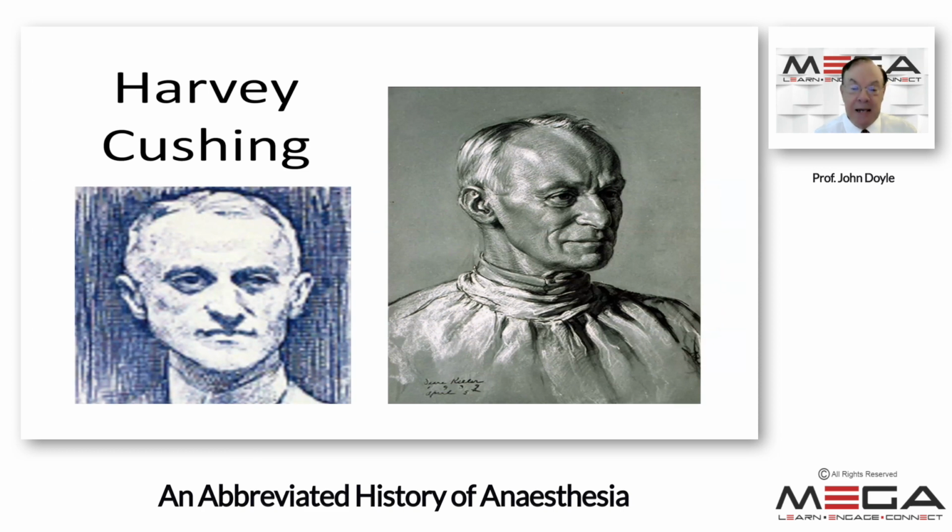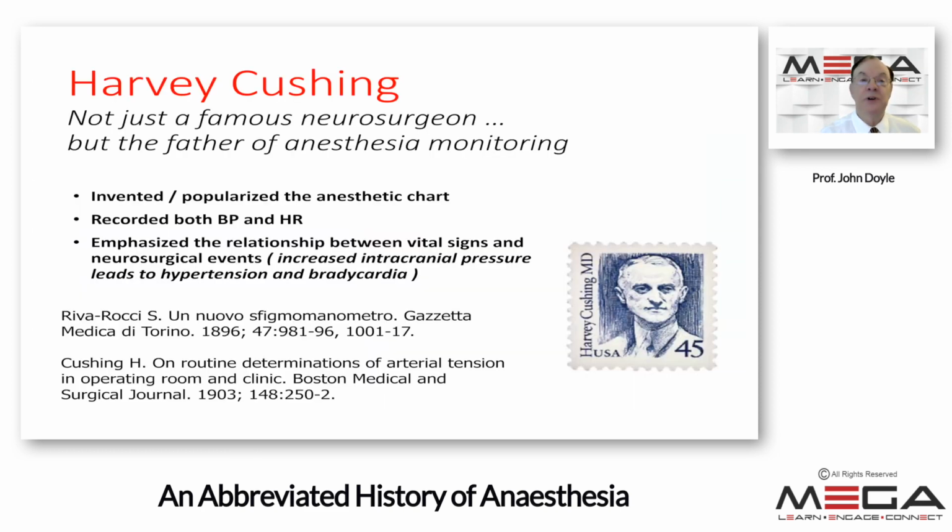An important man in anesthetic monitoring is this man, Harvey Cushing, the neurosurgeon. He's not just a famous neurosurgeon, but the father of anesthetic monitoring. He invented and popularized the anesthetic chart, recorded both blood pressure and heart rate, and emphasized the relationship between vital signs and neurosurgical events, that is, increased intracranial pressure leading to hypertension and bradycardia.